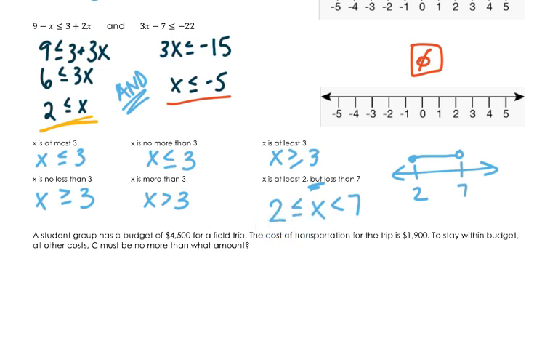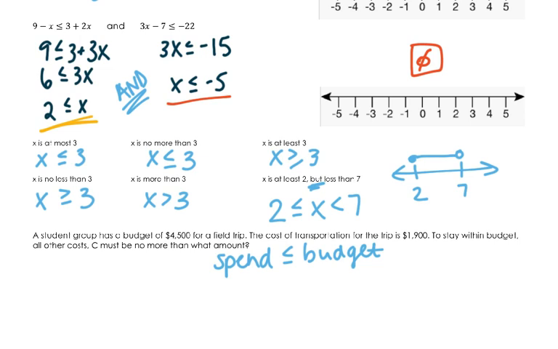A student group has a budget of $4,500 for a field trip. The cost of transportation for the trip is $1,900. To stay within budget, all other costs, C, must be no more than what amount? See if you can write an inequality to set up this scenario, and then solve that inequality to answer the question. So what you spend has to be less than or equal to your budget.